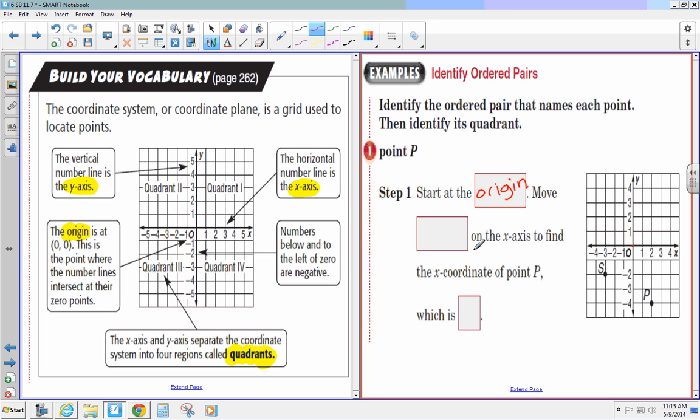So it says move blank on the x-axis. So x always comes first. So move right on the x-axis to find the x-coordinate of the point P. So I'm moving to the right. That's the x-coordinate. Notice that it's in line with the P. So the x-coordinate is 2.